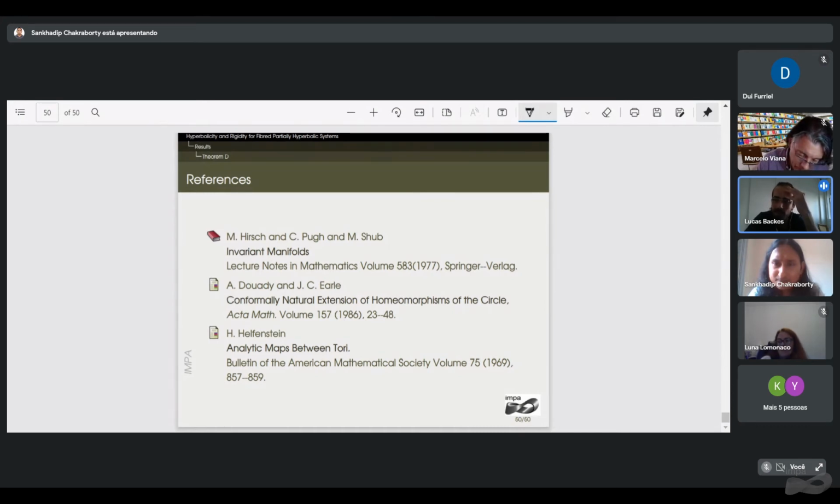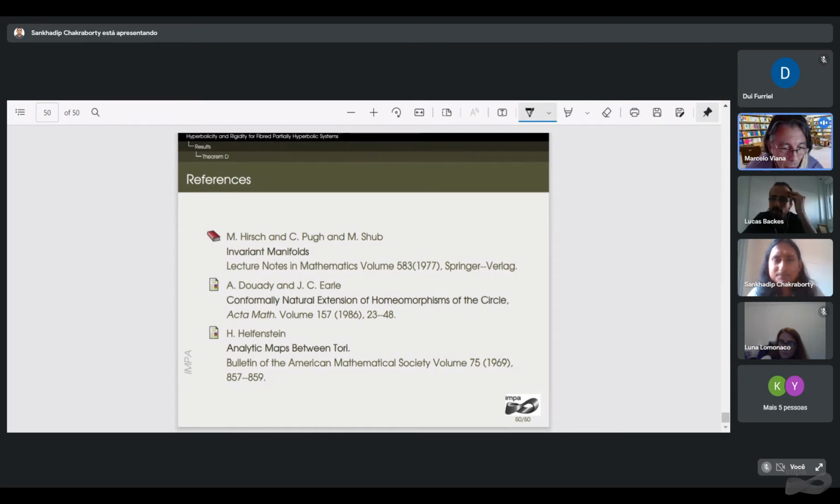Então, não tem nenhuma esperança de obter um resultado semelhante a esse no contexto de volume preserving, mas com alguma hipótese, de repente, adicional? Não? I think so, but not using the same method.